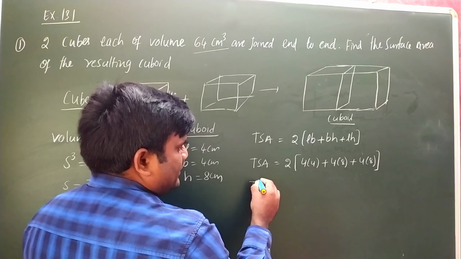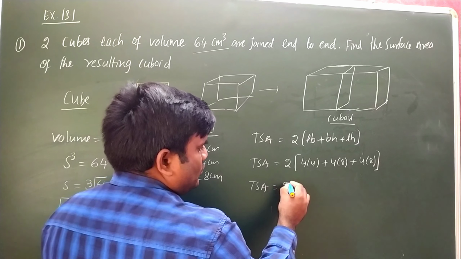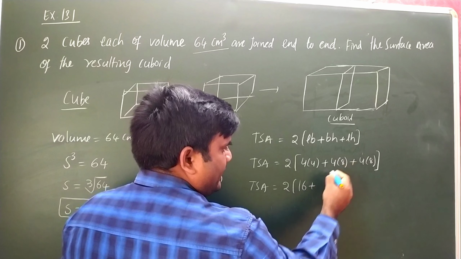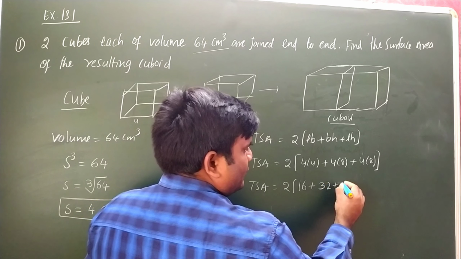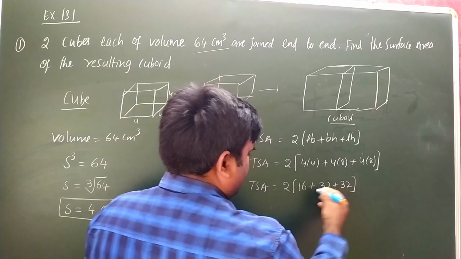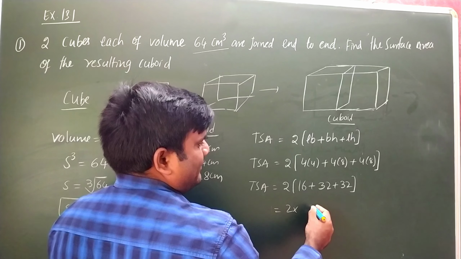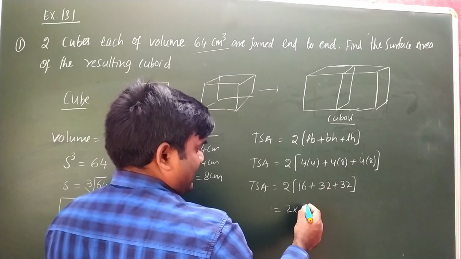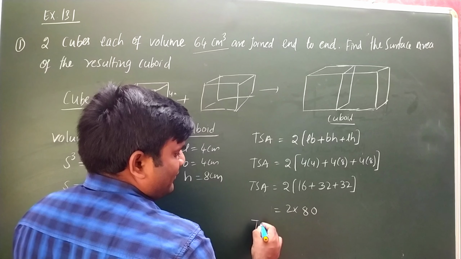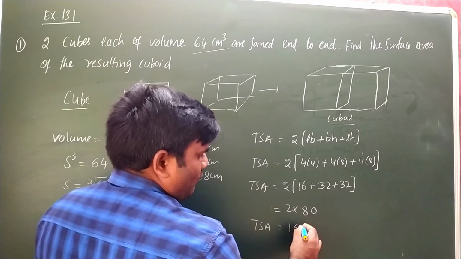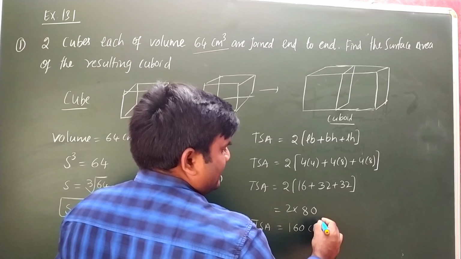So TSA is equal to 2 into 4 into 4, 16, 4 into 8, 32, plus 4 into 8, 32. Now we add all: 2 into 2 plus 2, 4, 6, 10, 16, 7, 8. So the total surface area of the cuboid is equal to 160 centimeter square.